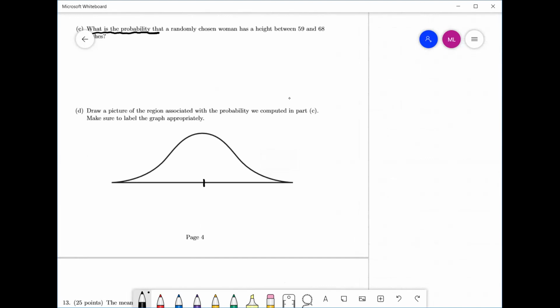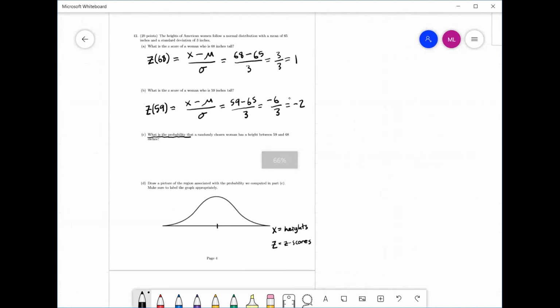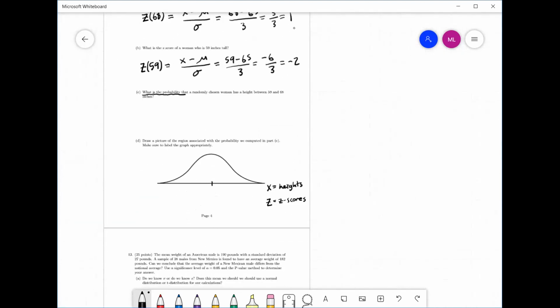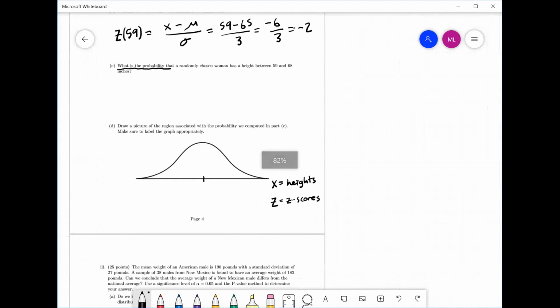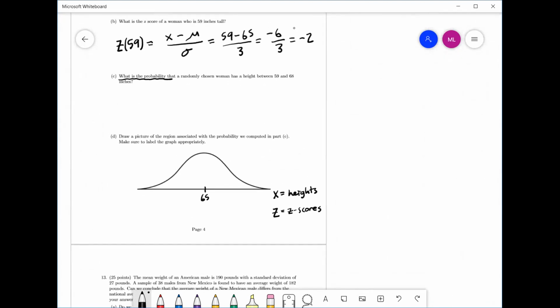We can label this a couple of different ways. We could label it in terms of the random variable x, which equals heights, or we could label it in terms of the z-scores. The average height was given to be 65, so I know that's the center, in inches. The height in inches is 65. If we instead labeled it in terms of z-score, that's just a z-score of 0.